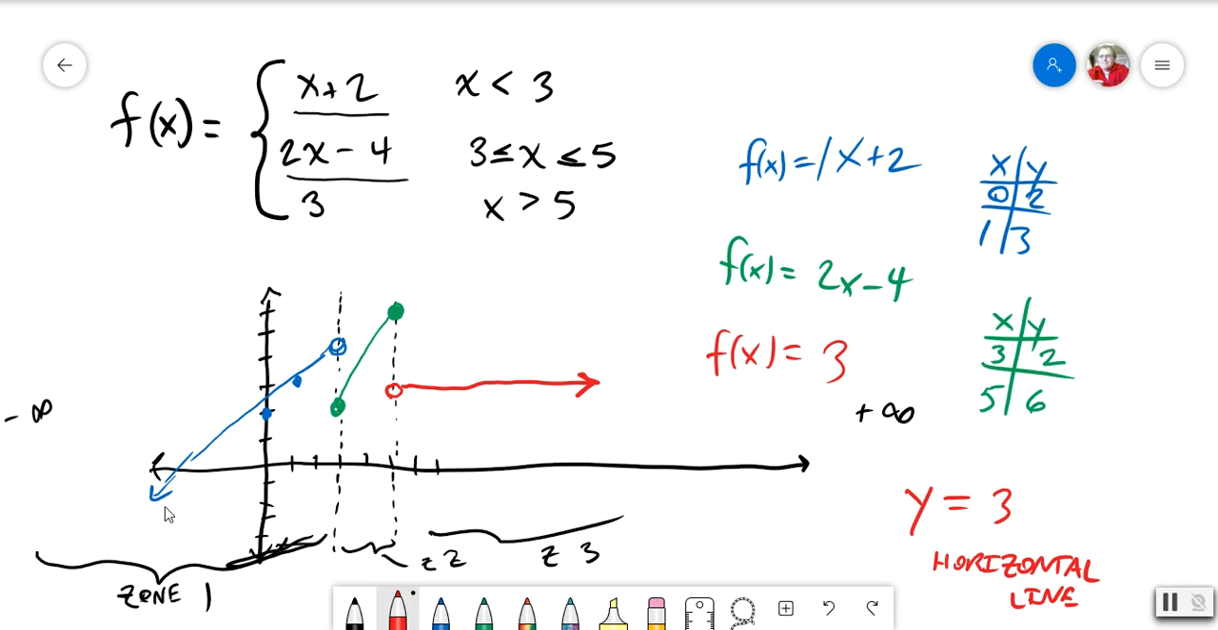So it starts from here, goes up, is not included, boom, jumps down, starts here, goes up like that, ends there, boom, jumps down to there, which is not included, and goes out horizontally. This is what a piecewise function looks like, and this is how you graph it.